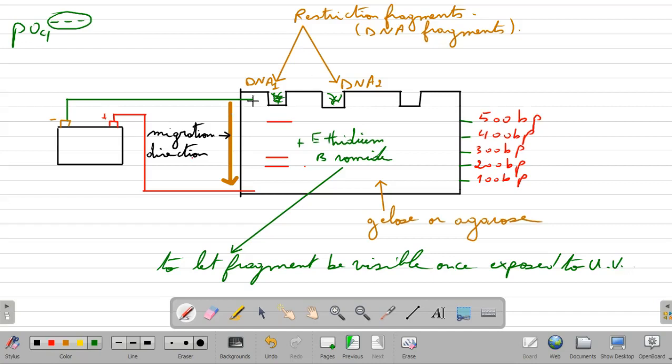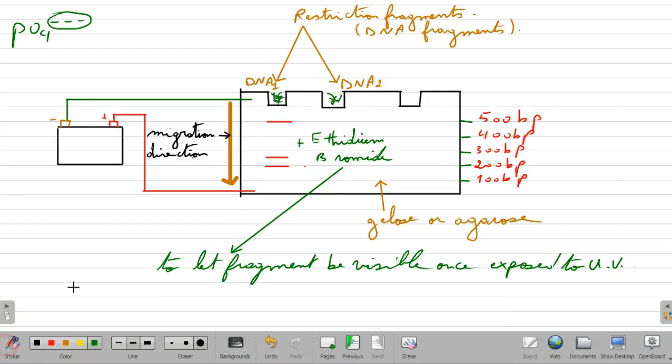Good. So let us make a general view of what we have on board. We have a container. In this container we have gel, or agarose. It is a jelly substance that is not solid and not liquid, and we have cavities where we will put the restriction fragments. This container is connected to an electric field, plus at the bottom and minus upward.